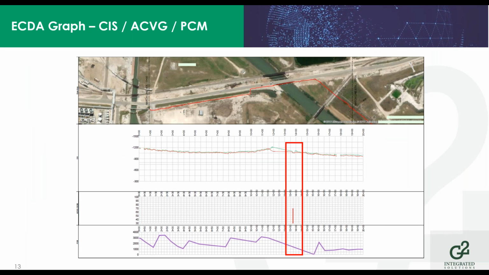So here's a quick graph of an ECDA project that we completed. You can see that right about 13+75-ish, there's a dip in your CIS readings, your on and off, which is the top section of the graph here. There's a significantly high ACVG reading indicated by that little short red bar there, and then you're losing current on your PCM. So what that's telling us is that there's something there that's causing this to happen. And this is just an example of being able to justify each of the tools, right? One tool is justifying the results from another tool, which allows you to make better decisions.